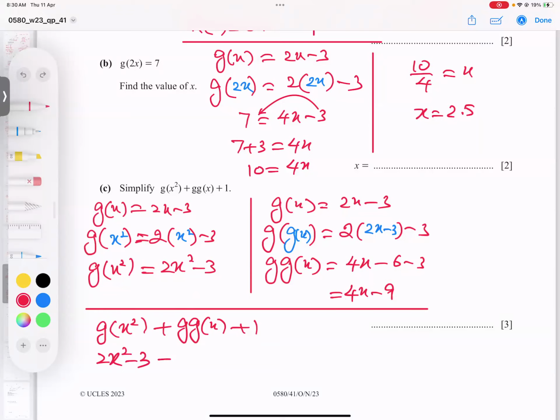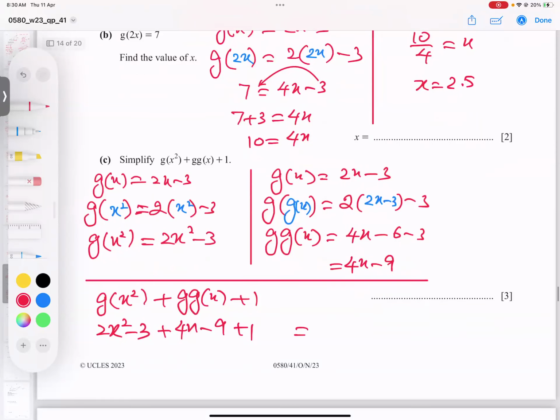This value comes from here, I'm copying from here. And plus 1 will come as it is. I believe the point is very clear. So if I continue, what answer is finally coming? 2x squared alone, so I'm copying.